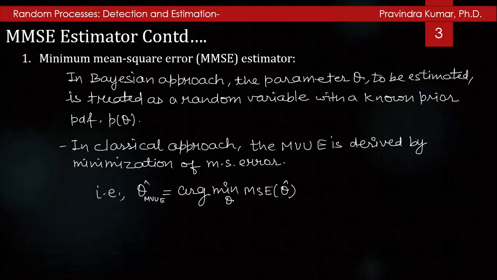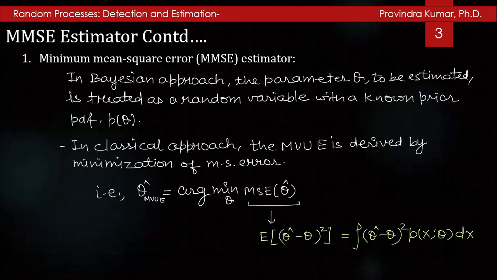In the classical approach, the MVUE estimator is derived by first considering the minimization of the mean square error, that is, theta cap MVUE will be the minimization of the mean square error of theta cap with theta. The MSE is the expected value of the square of theta cap minus theta, or you can say the integration of the square of theta cap minus theta times p(x; theta) dx, where p(x; theta) is the PDF of x parameterized by theta.